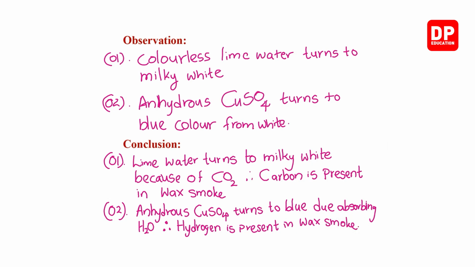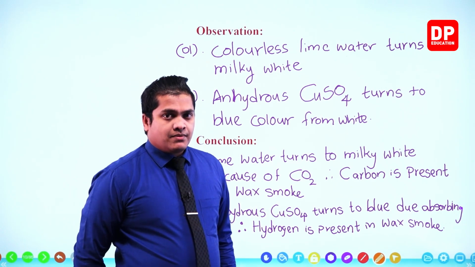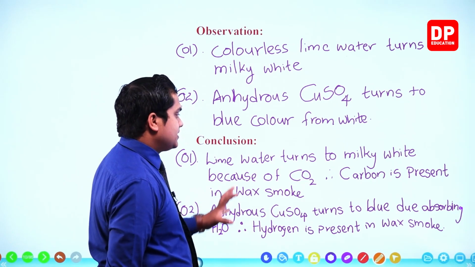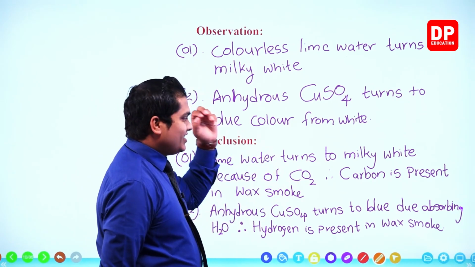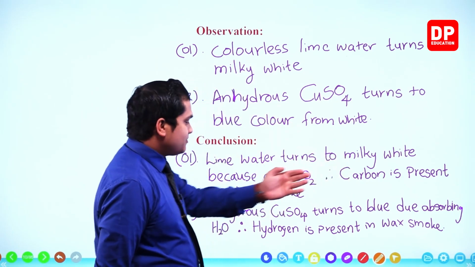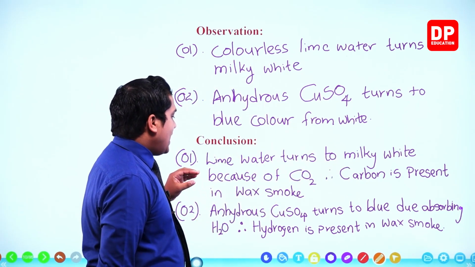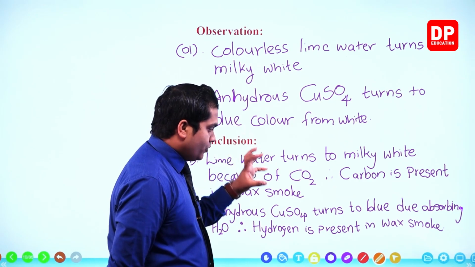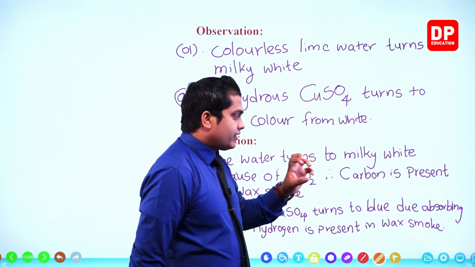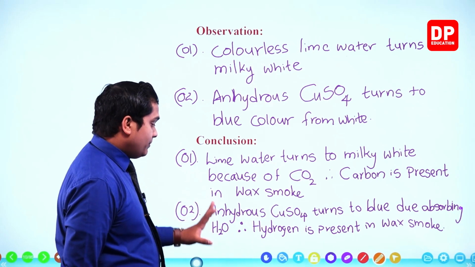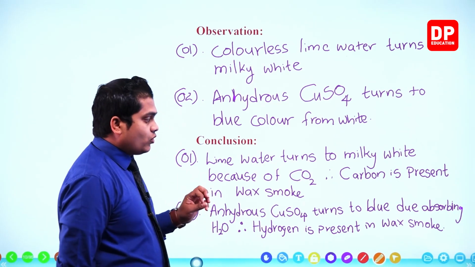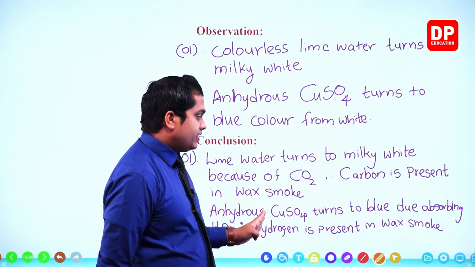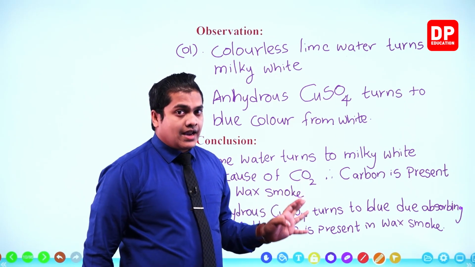So my dear children, by doing this simple experiment, we can come to a conclusion that the candle wax smoke contains carbon dioxide gas, which is emitted because carbon is present within the wax smoke. And upon copper sulfate turning blue, there is water vapor for sure. And how did the water vapor come to the candle wax smoke? It's because of having hydrogen within the candle wax.